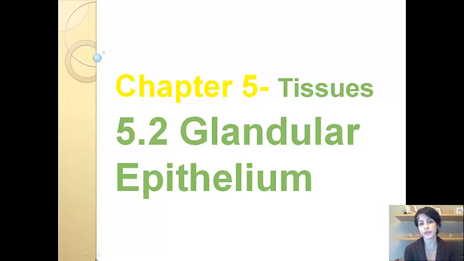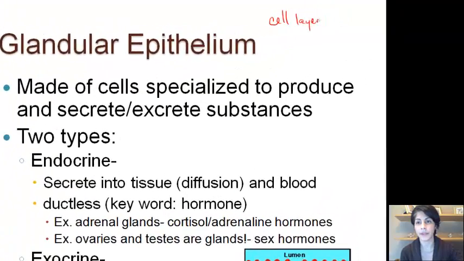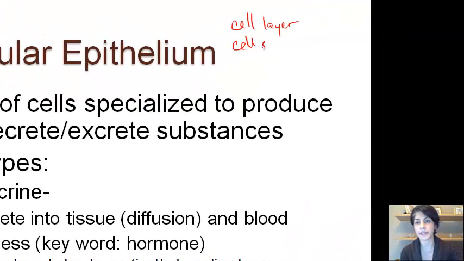This video will focus on the second part of Chapter 5.2 on glandular epithelium. In our last video, we mentioned several things. One of them was that epithelia could be characterized by the cell layers that it had and the cell shapes that were characteristic of those layers. We also noted that epithelium is avascular, which means that it has no blood vessels running through.